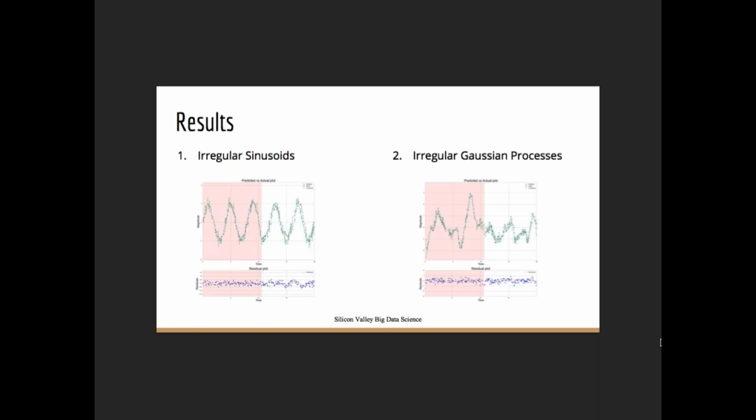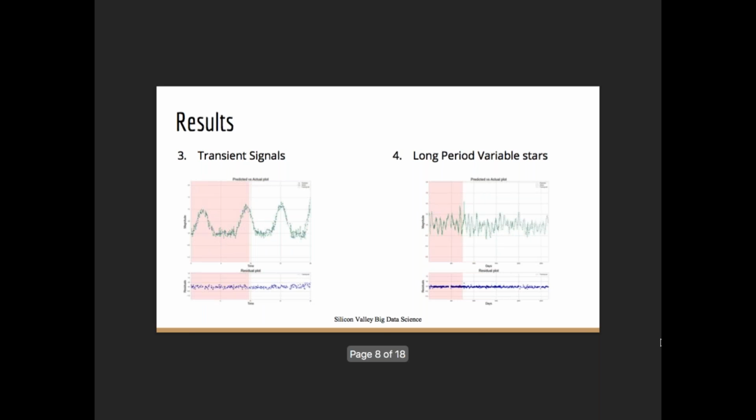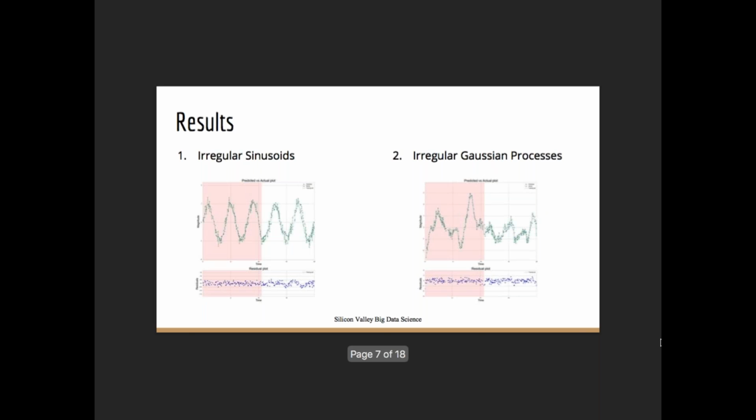So these are some of the results. Can you guys see this, or is it hard? This is a series we're trying to predict. All this data was synthetically generated. It's an irregular sinusoid with some noise added. And you can see that these are the residuals, these are the predictions.